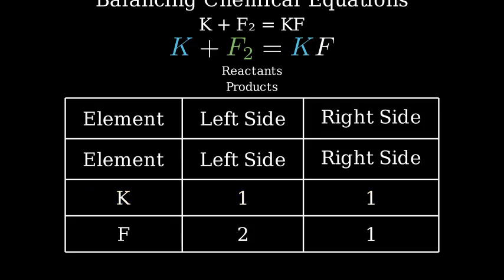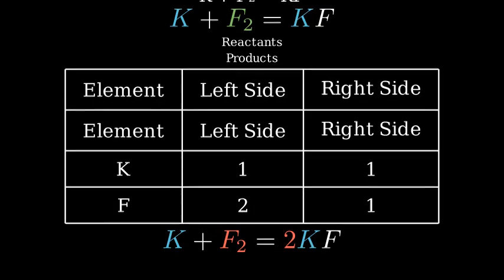On the left side, F2 means we have two fluorine atoms. But on the right side, we only have one fluorine atom in KF. To balance the fluorine atoms, we need to have two fluorine atoms on both sides. We can do this by adding a coefficient of 2 in front of KF. This means we'll have two KF molecules on the right side.